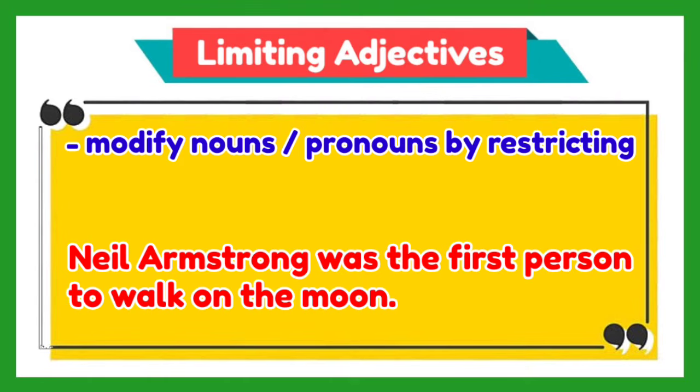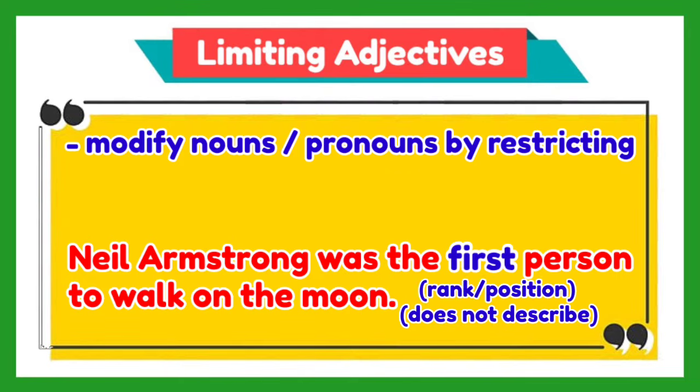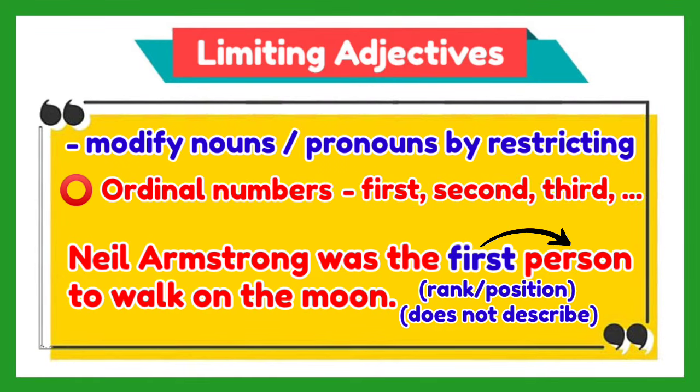Another one. Neil Armstrong was the first person to walk on the moon. The limiting adjective in this sentence is first. As you can notice, it does not describe the person, like his characteristics, height, or nationality, right? It only tells his rank or position in relation to other people who walked on the moon. He was the first one. This means that ordinal numbers like first, second, third, and so on are also limiting adjectives.